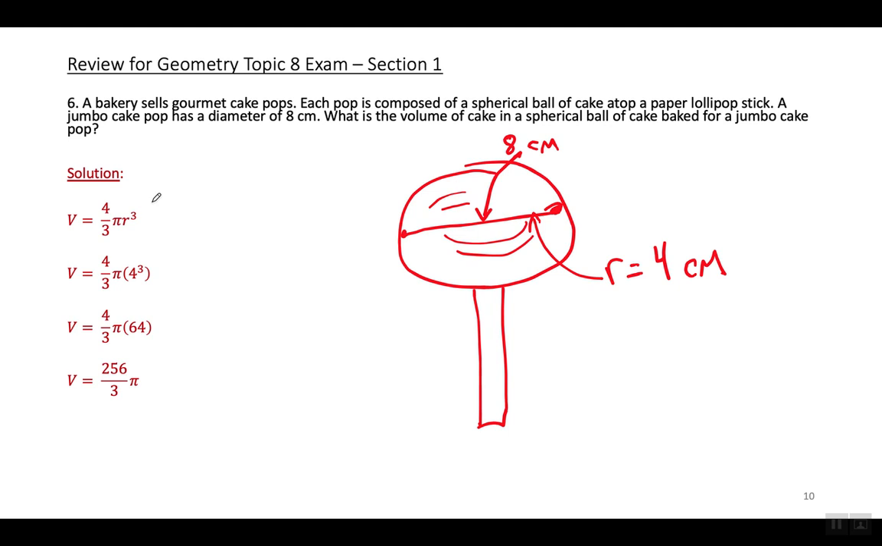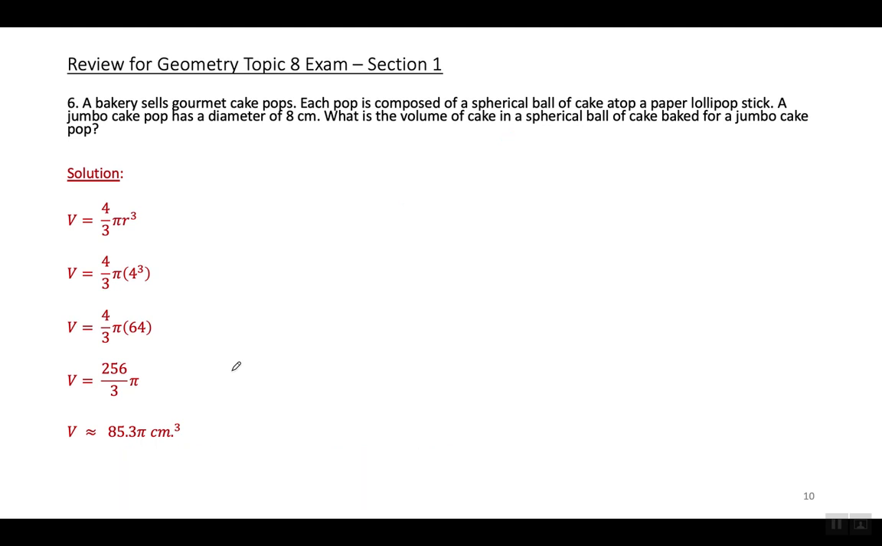No, I'm sorry. It's not this question. It's coming up later. So when I divide that, this is my answer. Approximately 85.3 pi cubic centimeters. Oh, wait. It is this one. I'm sorry. It is this one. I got confused. Okay, please listen to what I'm going to point out, all right?